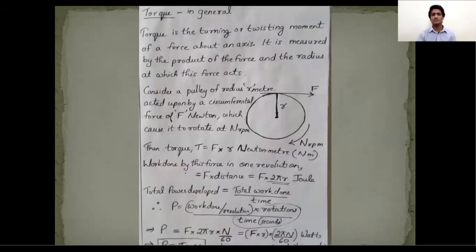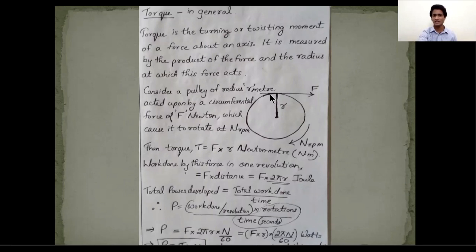Before going into the torque developed in a DC machine, let us have a look at the basic concept of torque. Torque is defined as the turning or twisting moment caused by a force about an axis of an object, and it is measured by the product of the force acting on the object into the radius at which the force acts. For example, consider a pulley of radius r.